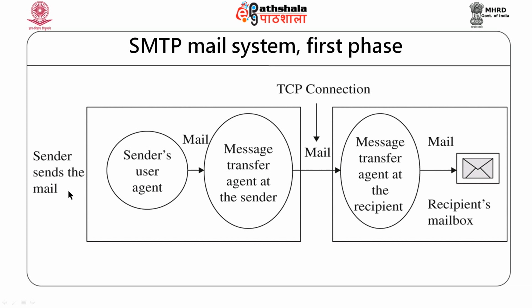In the first phase, the sender is sending the mail and it is delivered to the recipient's mailbox. Okay. So, the sender interacts with his own user agent, generates mail, and the message transfer agent takes over, establishes a TCP connection to the message transfer agent at the recipient and sends the mail over, and the message transfer agent at the recipient stores that mail to the specific mailbox of the recipient. Okay. So, that is the first phase.